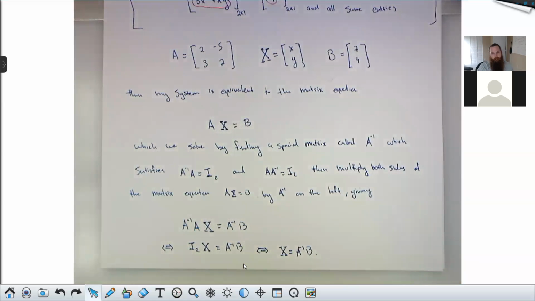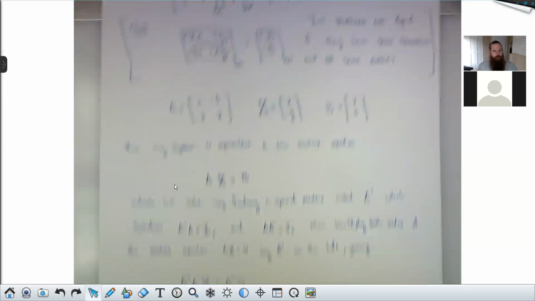Now, finding inverse matrices is a pain. I'll show you how to do it. I'll do it once here. I don't expect you to do it by hand, but I do expect you to know what an inverse matrix is and know how it's useful for this process. Let's solve this system.